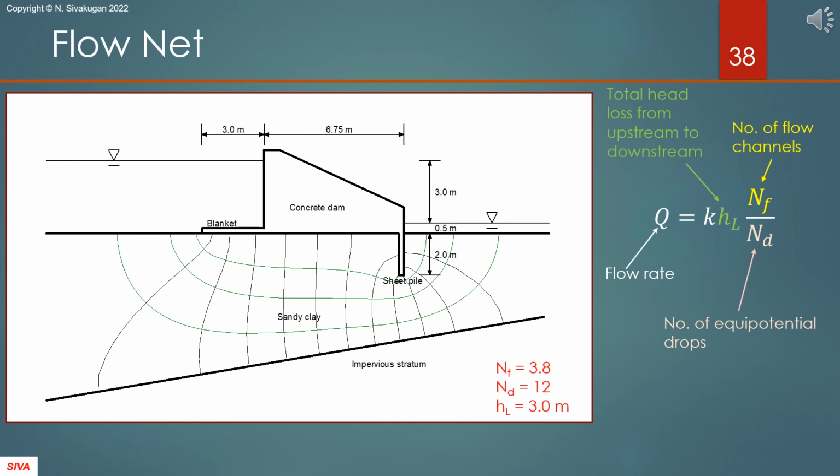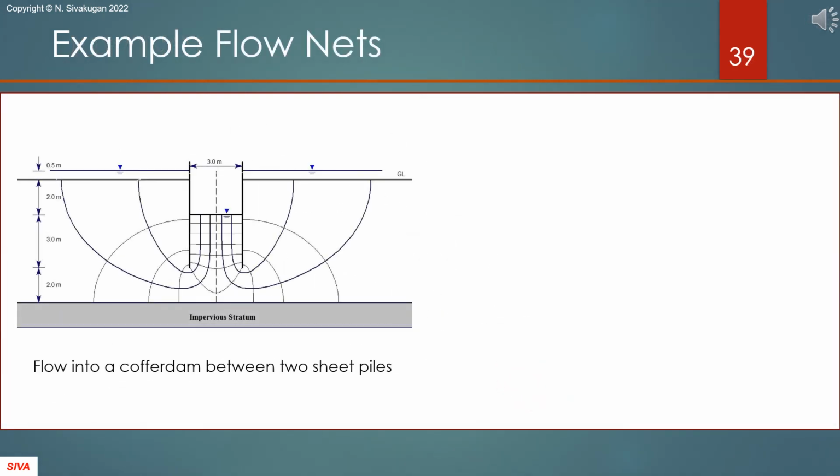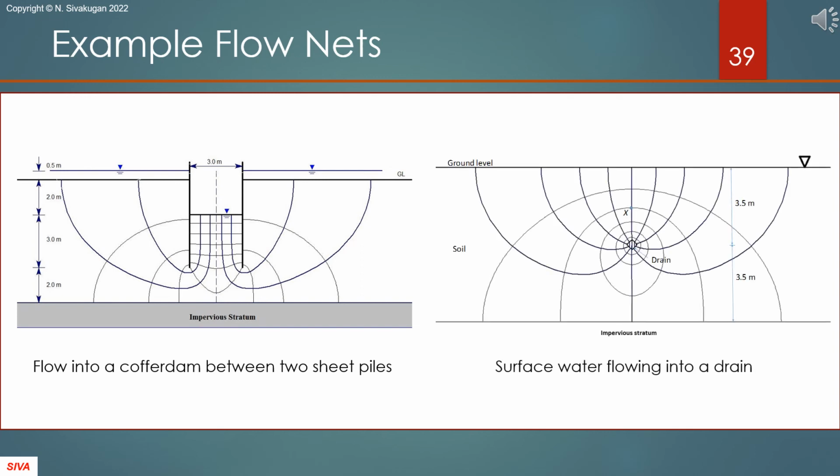N_F or N_D need not always be integers. Here, we have 3.8 flow channels, as the bottom channel is not a full channel. I have the habit of taking the tailwater or downstream water level as the datum. You may have noticed this in the previous slides. Both flow nets shown here are symmetrical. Therefore, we can analyze half the geometry, which gives half the flow rate.